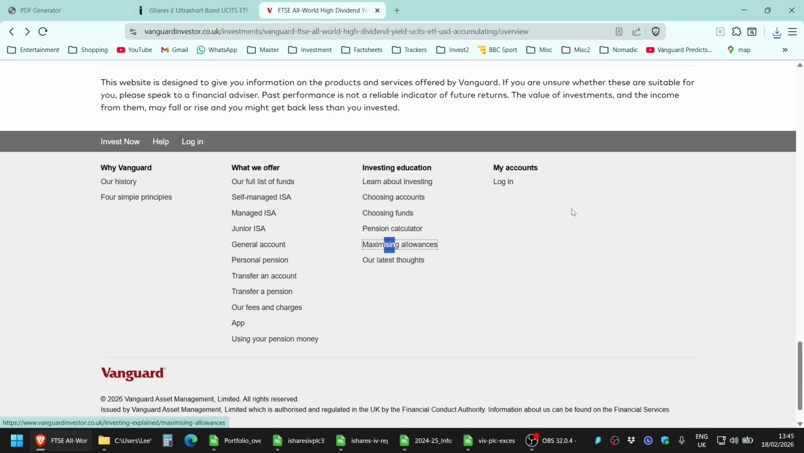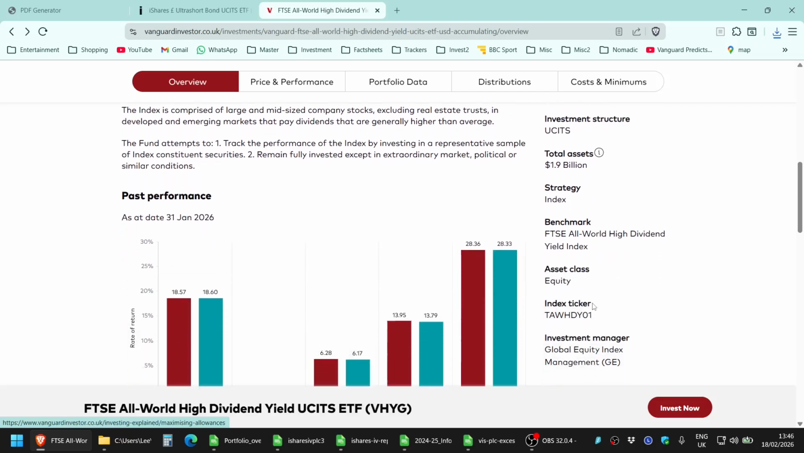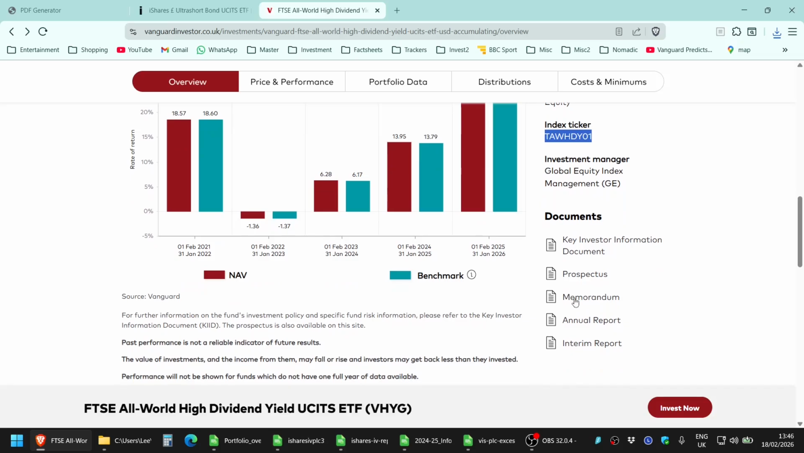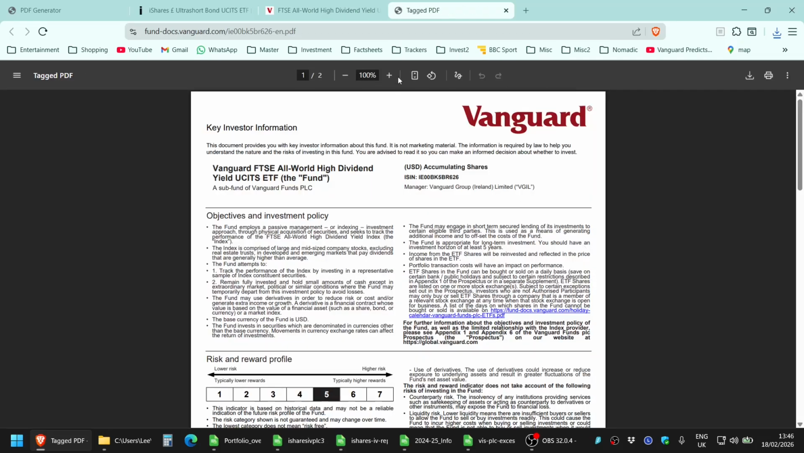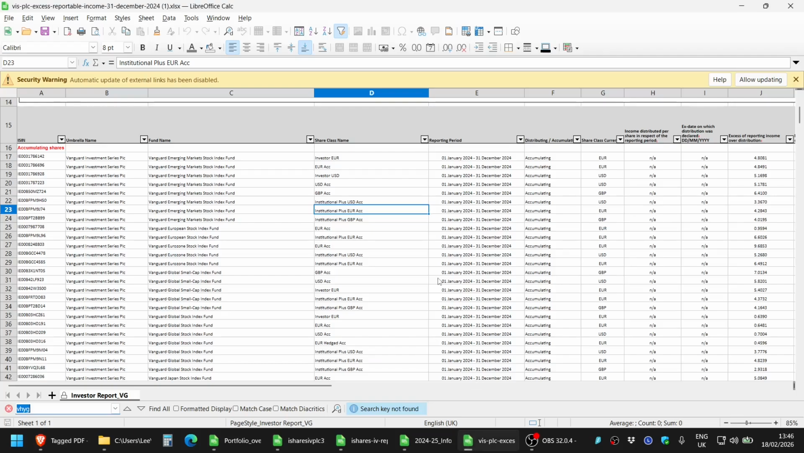ISIN. No, can't find it. Key facts. Index ticker, is that it? Index ticker? No, that can't be it. It must be in this document. Man, Vanguard are making it harder than all the others by the looks of it. Right, there we go. ISIN of that. Let's search for that.